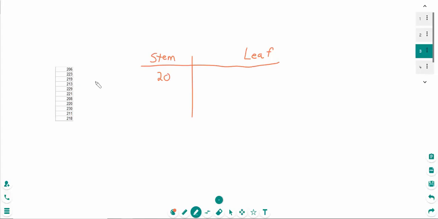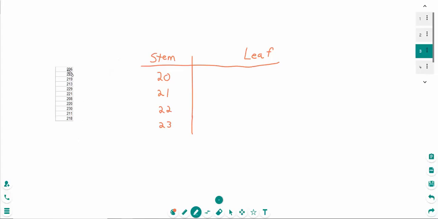I have a 20, I have a 21, I have a 22, and a 23. So it's 20, it's 21, it's 22, and it's 23. Those are my 4 stems. Okay, now the leaves for these, we're just going to go down the list. We won't worry about putting them from smallest to largest.